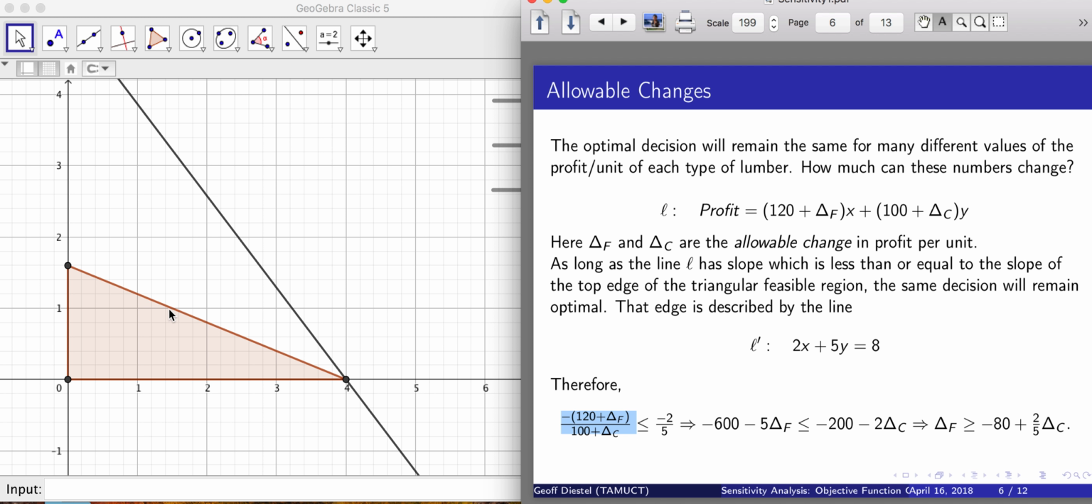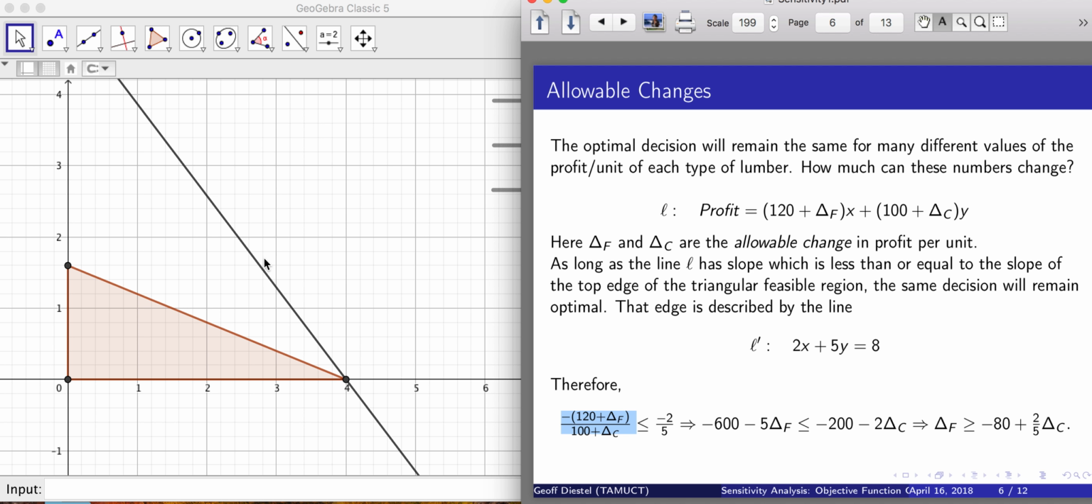Because both of those slopes are negative, and a steeper negative slope is a smaller number. So once the slope of our line becomes greater than the slope of this edge, that will cause a new decision to occur. And on the other hand, decreasing the slope of this line, making it more steep in this case, means we will always have the same decision. So there's no limit on the other end.